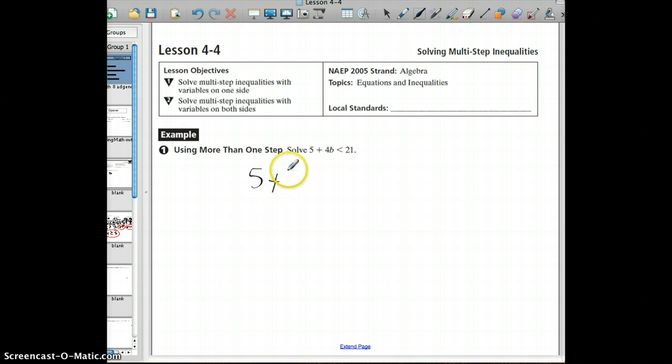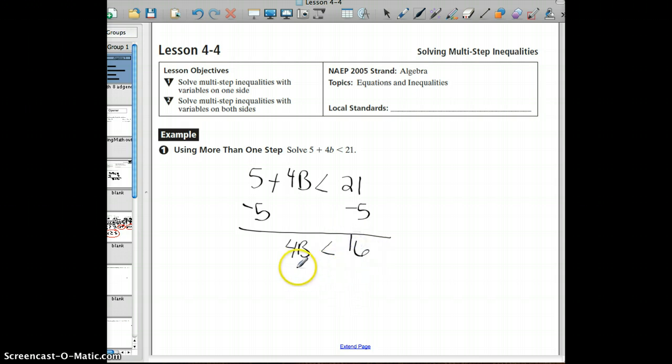So here we have 5 plus 4b is less than 21. If this were an equation, remember, assume this is an equal sign, you would first isolate the letter by subtracting 5 from both sides. You'd then be left with 4b is less than 16. In order to solve for b, you would divide both sides by 4, and you'd be left with b is less than 4.